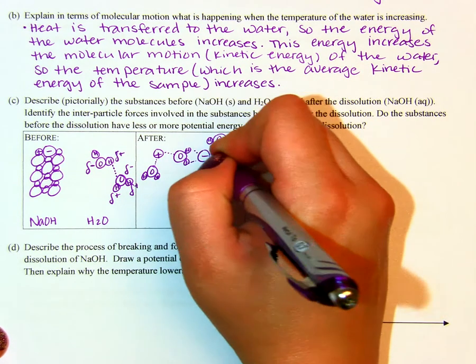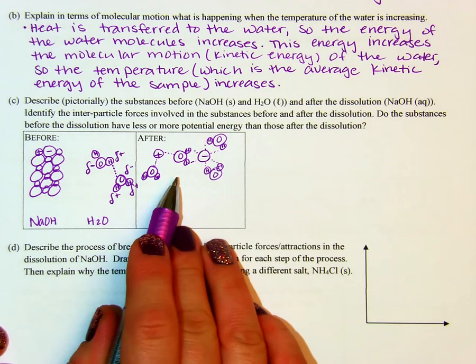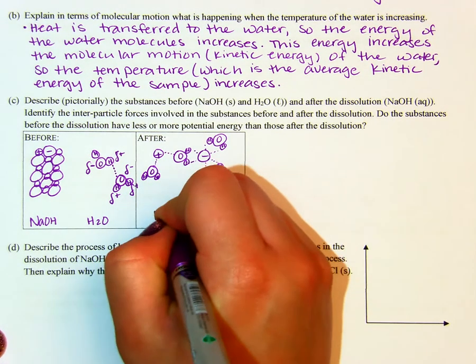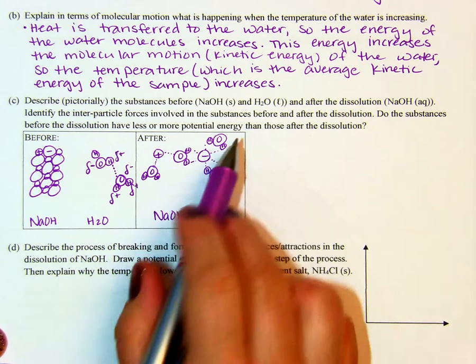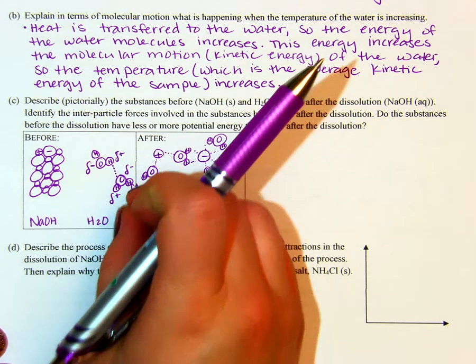Intermolecular forces, really. So we're forming all of these attractions here. We're breaking some attractions and forming new ones. And so this will be our NaOH aqueous. So this is when it's dissolved. And you can imagine just drawing this forever in the same kind of pattern, just on and on and on.